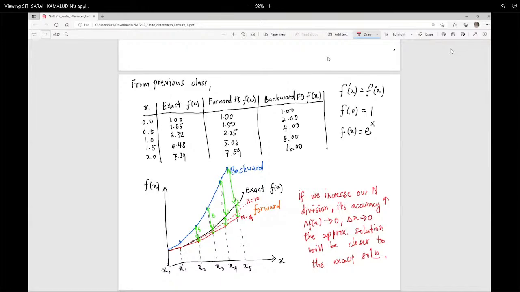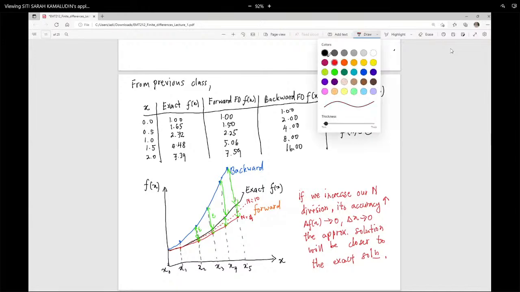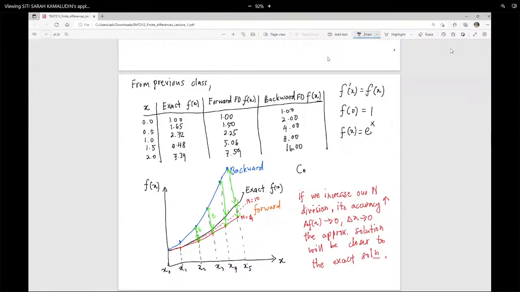And this is what we call convergence. And convergence is one of the methods that we use to determine our approximation, whether it's good or it's bad. Okay. Let's say we do not know our exact solutions. So how do we find our convergence?